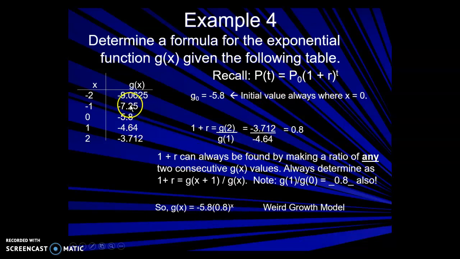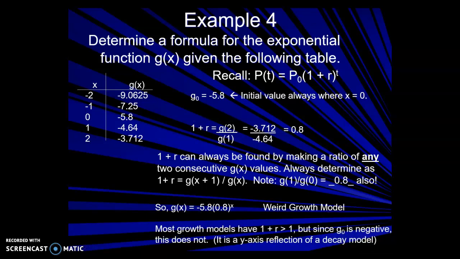And like I mentioned, it's a weird growth model because the values are going up even though your factor is less than 1. The reason is that the coefficient in front of your constant initial value is negative here, and that causes it to basically do a reflection. Most growth models have this factor being more than 1, but not this particular one because of the negative. It's a y-axis reflection of a decay model, so it flips things up and makes it a little crazy.